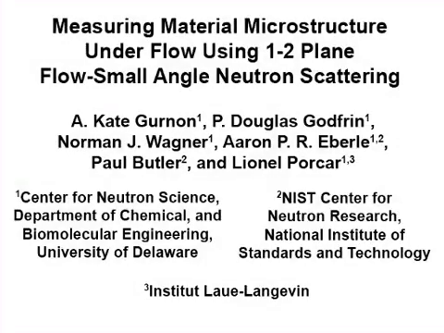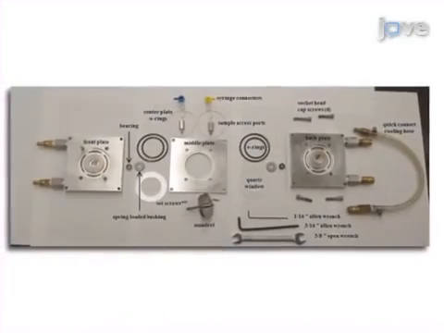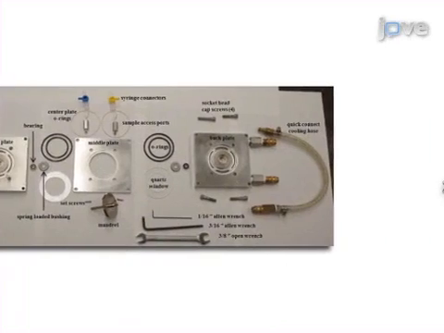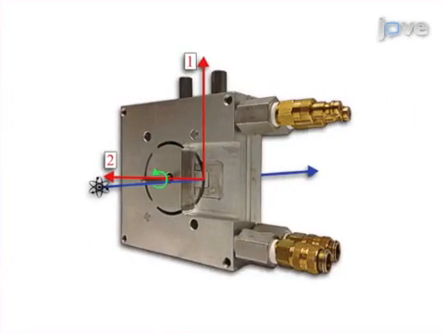The overall goal of this procedure is to use small-angle neutron scattering, SANS, with a shear cell sample environment to study the microstructure of complex fluids in the velocity-velocity gradient plane of shear. This is accomplished by first assembling a well-sealed shear cell sample environment.